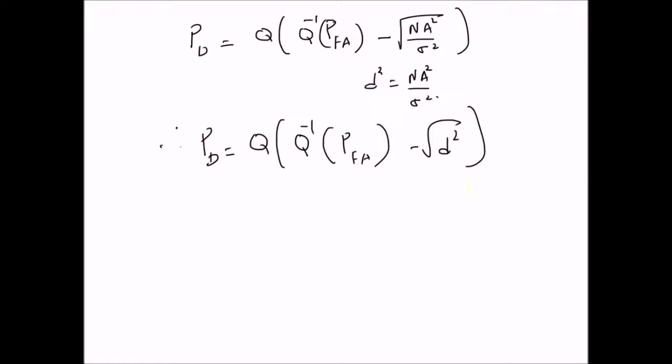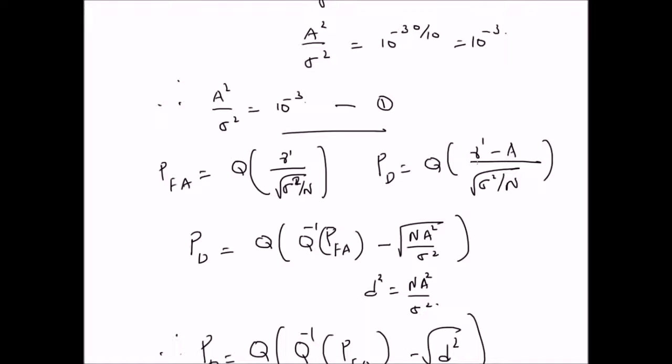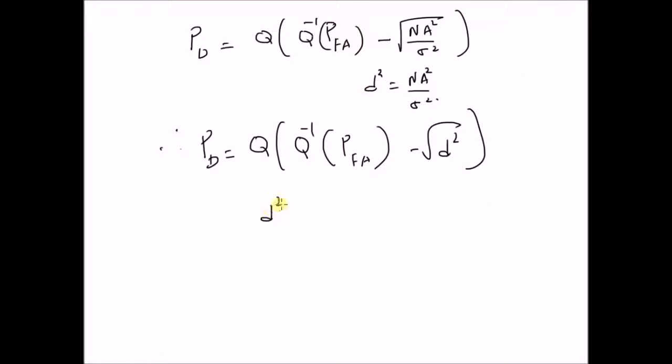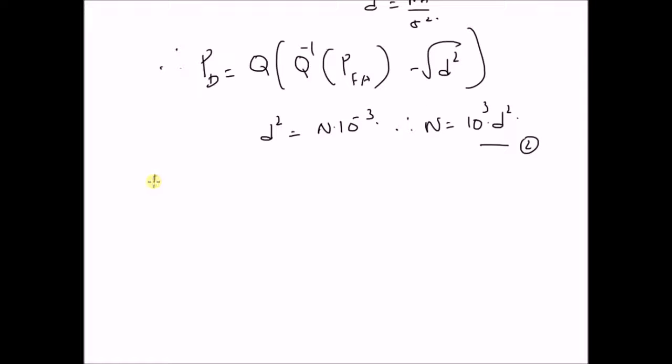So from equation 1, we have d square is equal to n times 10 power minus 3. Therefore, n is equal to 10 power 3 into d square. This is equation 2. Now from the given information that probability of detection is equal to 0.99 and probability of false alarm is equal to 10 power minus 4, we use these values in this equation.